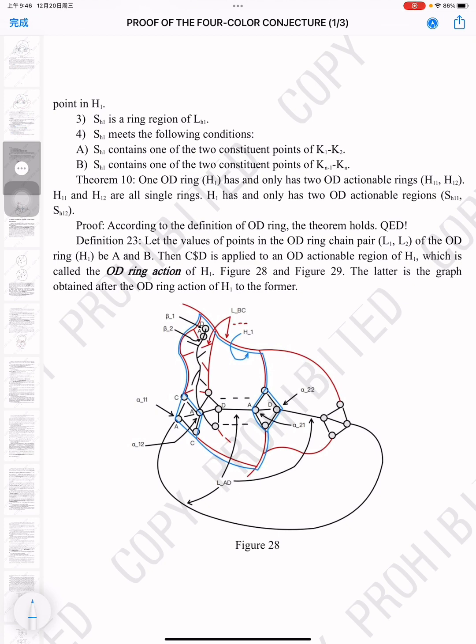Definition 23. Let the values of points in the OD ring chain pair L1, L2 of the OD ring H1 be A and B. Then C change D is applied to an OD actionable region of H1, which is called the OD ring action of H1. Figure 28 and figure 29. The latter is a graph obtained after the OD ring action of H1 to the former.